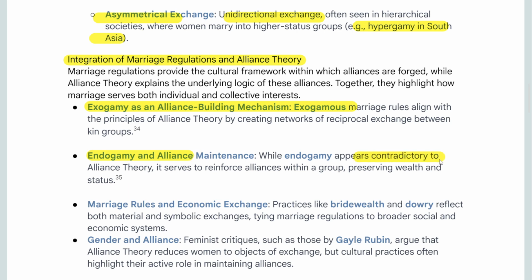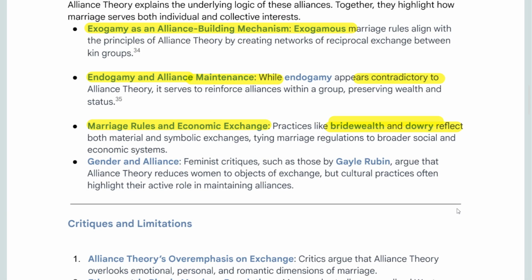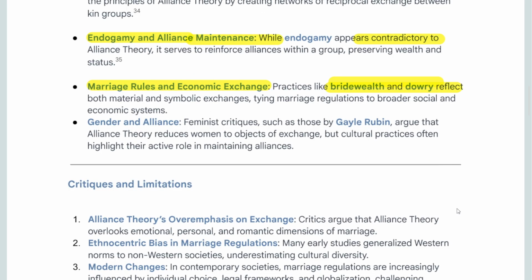Yeah. And things like marriage payments, bride wealth, dowry, they aren't just economic, they're symbols of this material and social exchange. Evans-Pritchard's work on the Nuer in Sudan, exchanging cattle, that symbolize the alliances between clans. It really paints marriage as a very strategic social institution. But it sounds powerful. Are there criticisms? Does alliance theory miss anything?